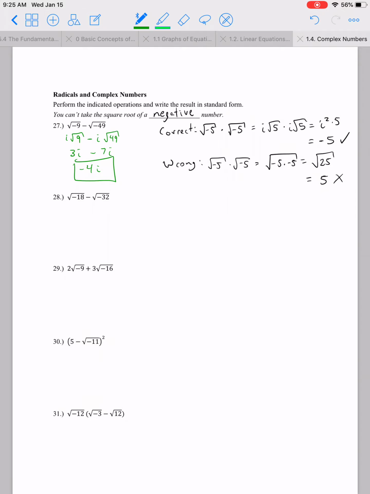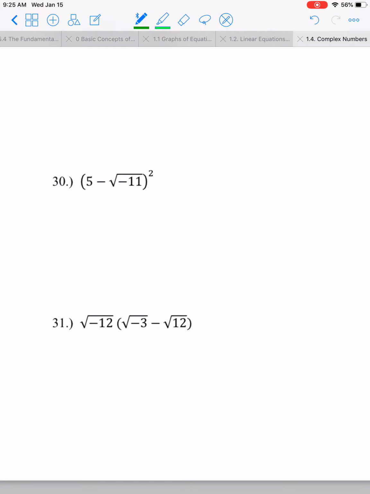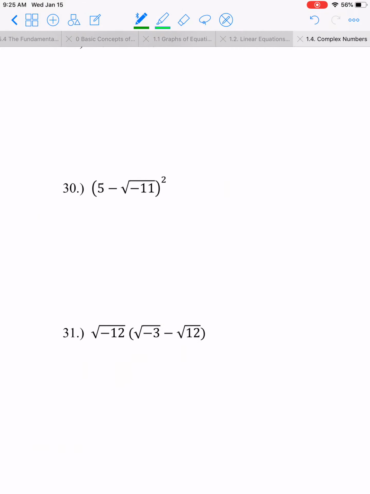So negative 4i is going to be my answer there. And then I'm going to skip down here and do the last one, so try these ones in the middle. And down here on this last one, I don't want to just multiply this on through. I want to make this first i times the square root of 12 times the quantity i times the square root of 3 minus the square root of 12. There's nothing to do with the square root of 12 because there's no negative inside the radical.